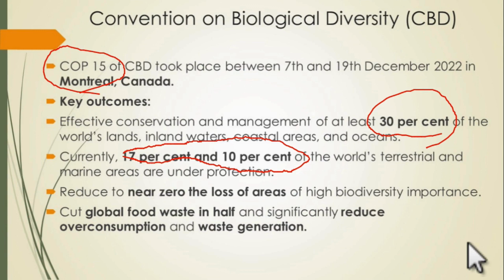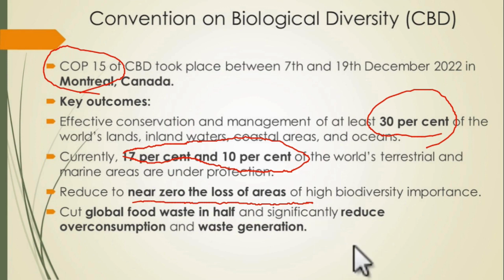Also, what it says: net zero, near zero loss of the areas of high biodiversity importance. मतलब जहां जहां पे भी बहुत ज्यादा बायोडाइवर्सिटी, उसका लॉस बिल्कुल नहीं होना चाहिए. Near zero loss should be there of the areas which have very high biodiversity. We have to protect at any cost.